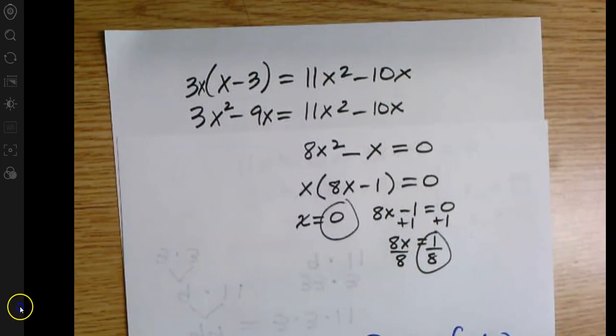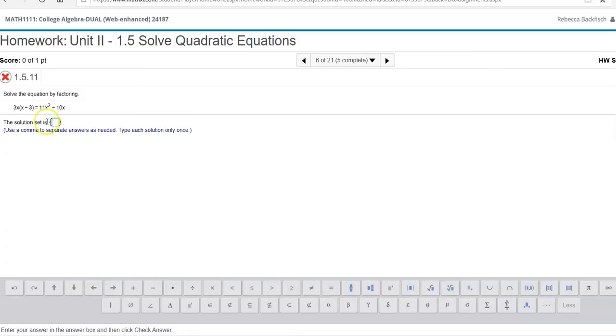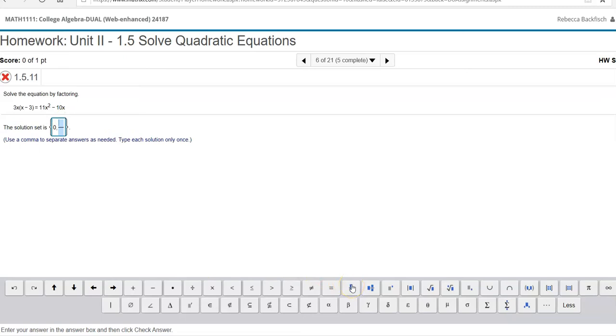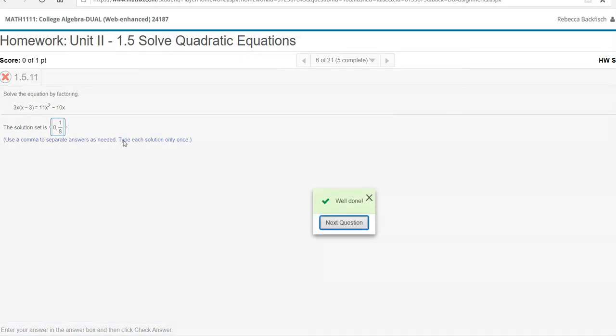So let's head back over to MyLabs and check that out. Okay, so I'm going to type them in with a comma. It says use a comma to separate answers as needed. So comma, and then I'm going to go to fraction, and I'm going to say 1/8. Just to let you know, all I did there was tap the division bar at the top of my numeric keypad, right next to the slash mark, and it does turn it into a fraction for you. Well done, me. It's so good when you write the question down correctly, isn't it?